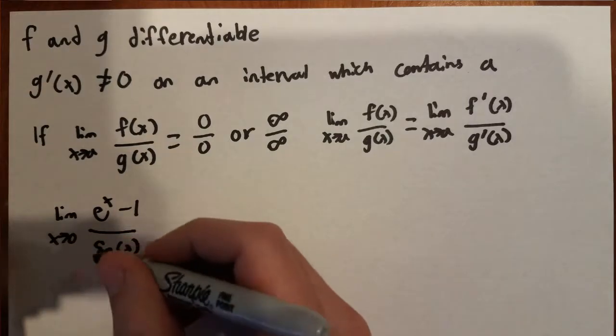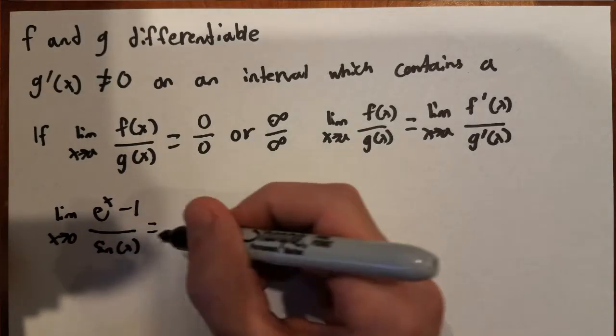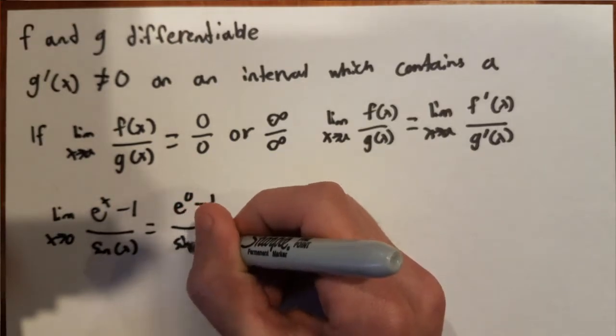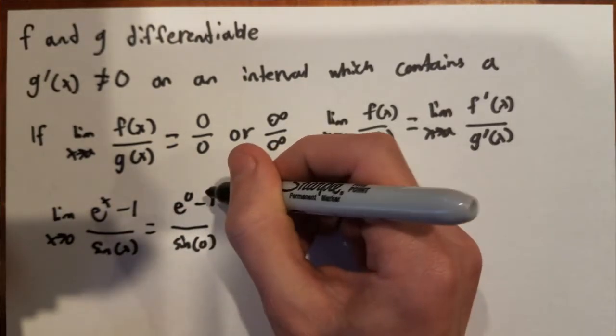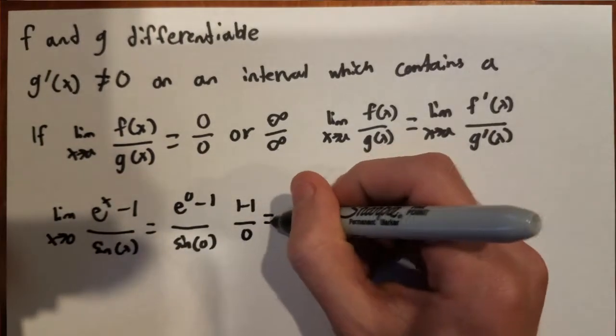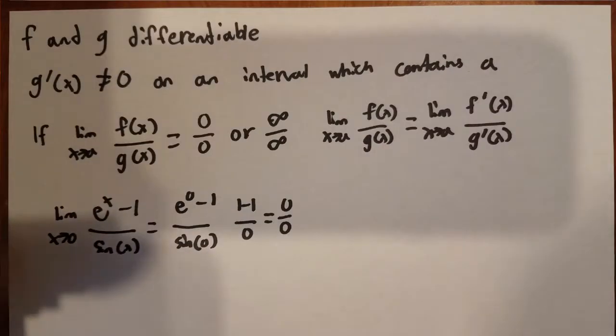So if we plug it in, we get e to the 0 minus 1 over sine of 0. Well, e to the 0 is 1, so we have 1 minus 1 over 0, sine of 0 is 0, which is 0 over 0. Okay, so we got 0 over 0, which doesn't really help us in solving the limit, but we do see that it's one of these indeterminate forms, so maybe we can use L'Hopital's rule.